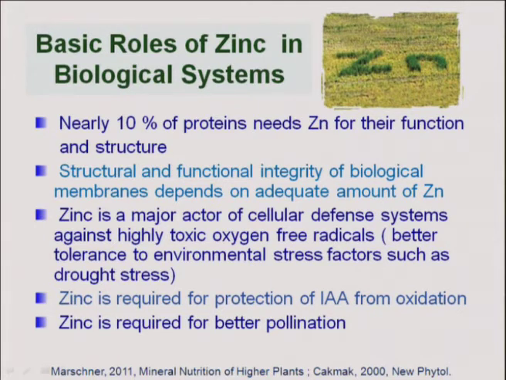Zinc is also an important micronutrient needed for the structural and functional integrity of biological membranes. This function of zinc is very important in terms of disease tolerance of the plants. When the membranes are leaky under zinc deficiency, you get a high amount of exudation of organic compounds from cells into the rhizosphere, which increases pathogenic infection. So membrane function is also very important in terms of disease tolerance of crop plants.